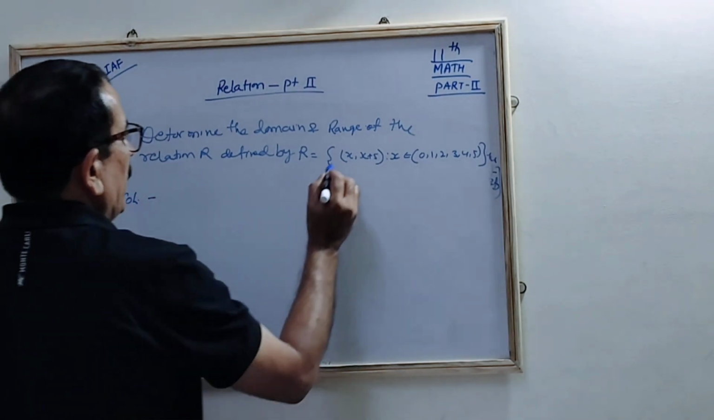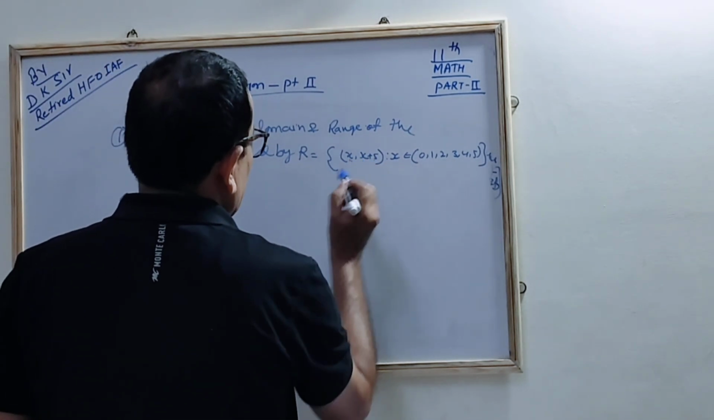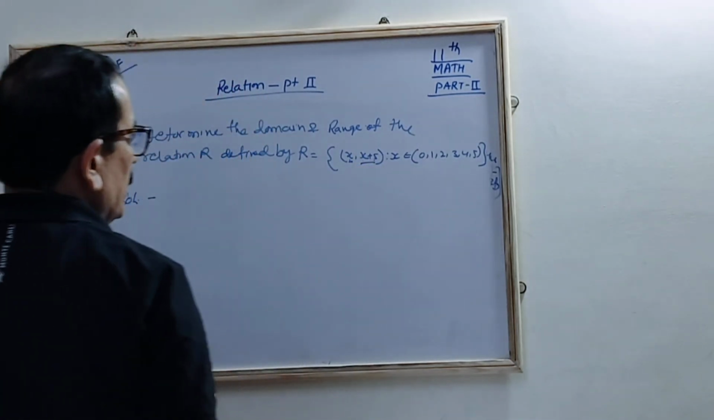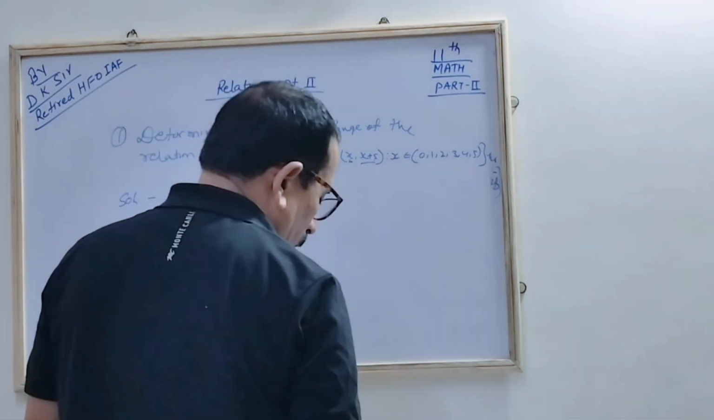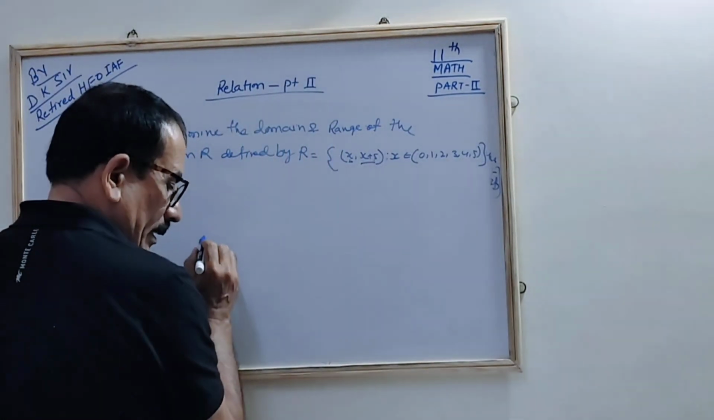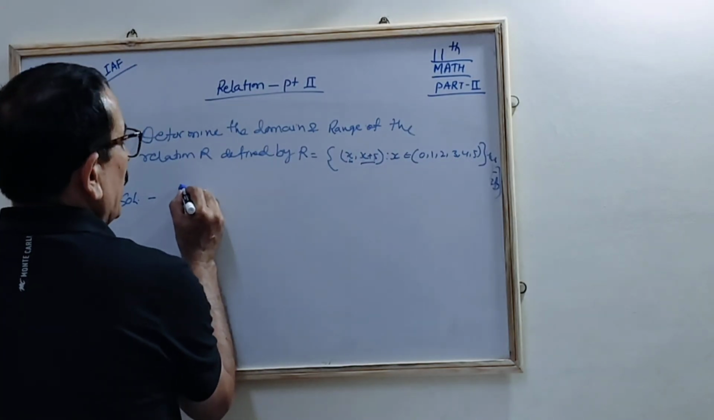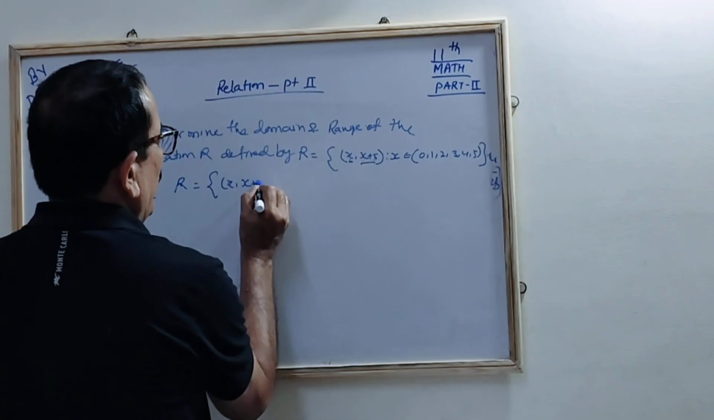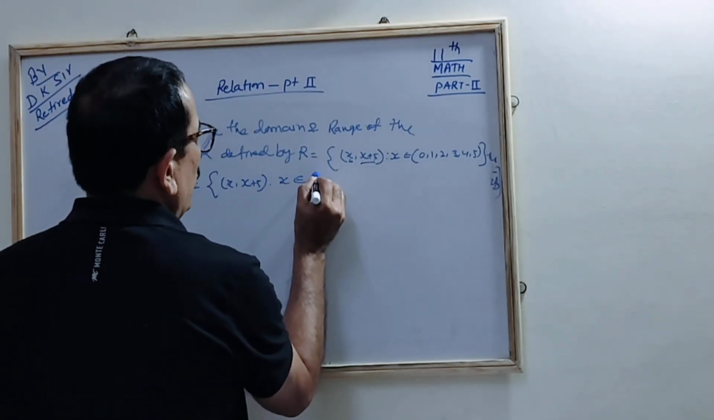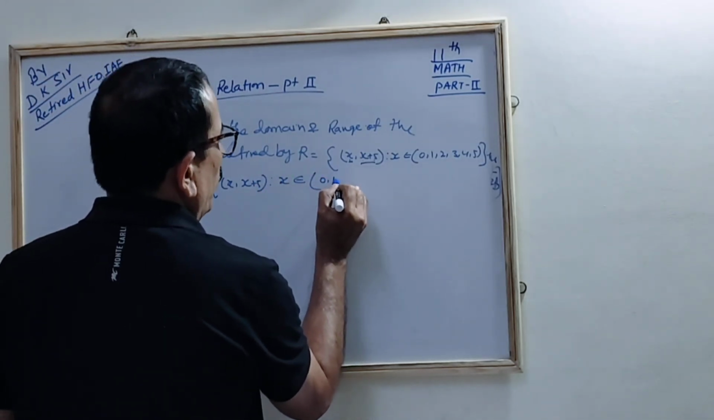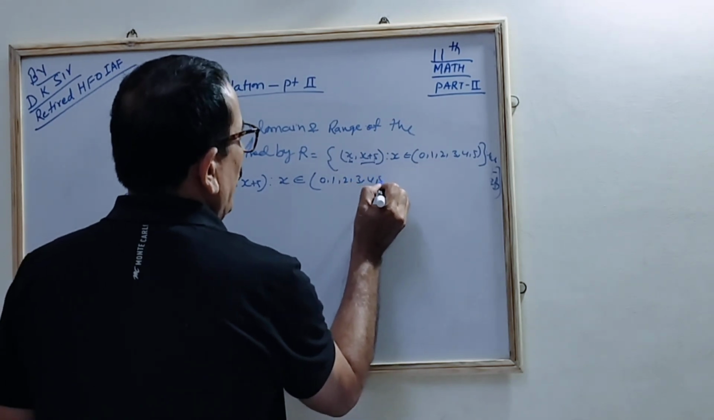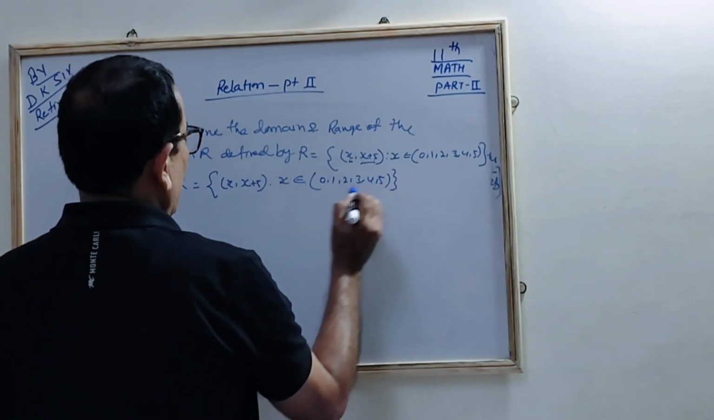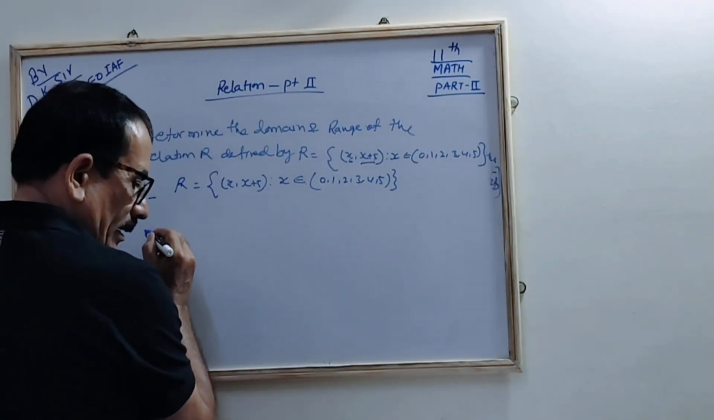Very easy. If x is this one, what is the relation between x and y? The relation is that y is 5 more than x. We will put in each value. They have given R equal to (x, x plus 5), such that x is an element of 0, 1, 2, 3, 4 and 5. Correct? Understood?